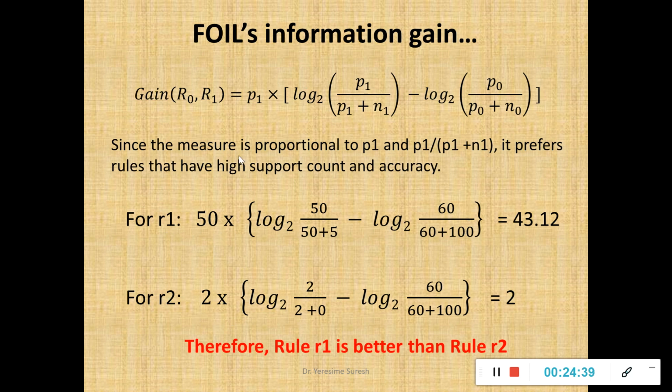Similarly for rule R2, P1 value is 2 positive instances, right? 2 divided by, negative instances is 0. And this remains the same because the total number of P0 and N0 values from your training data set remains the same. P0 is 60 positive instances, N0 negative instances in your training data set 100. So if I apply and solve, I'll get 2.